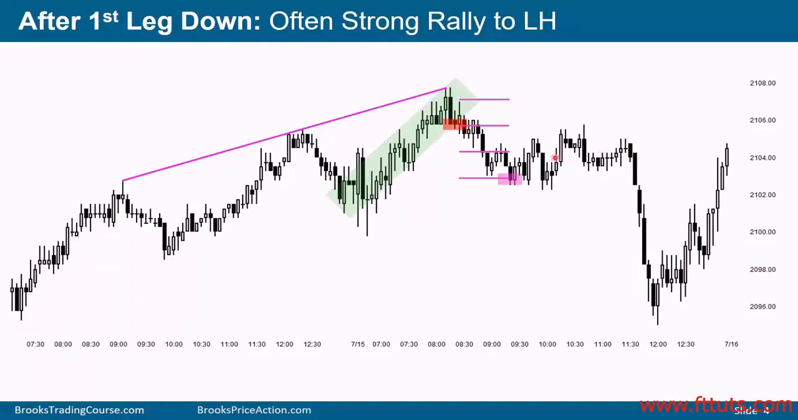If you did get out for any reason, you have to be looking to sell again. You could sell on this strong bear reversal, 2 big bear bars, or you could wait until the close of this bar. At that point, the odds are high that we'll go at least a little bit lower.